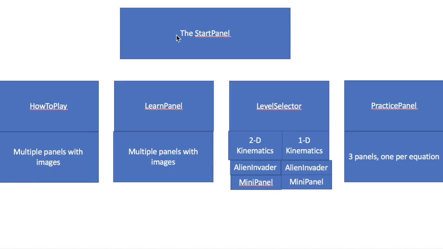The flow of the code starts at the Start panel. It then moves to the How to Play panel, Learn panel, Level Selector, and Practice panel. Within the How to Play panel, Learn panel, and Practice panel, there are multiple panels with images on them to explain something to the user. Within the Level Selector itself, it can point to 1-dimensional or 2-dimensional kinematics panels. Each of these point to the Alien Invader minigame or mini panel on event of a correct answer. If there's a wrong answer, they will point to the wrong panel. And if the user wins the game, then they will point to the win panel.